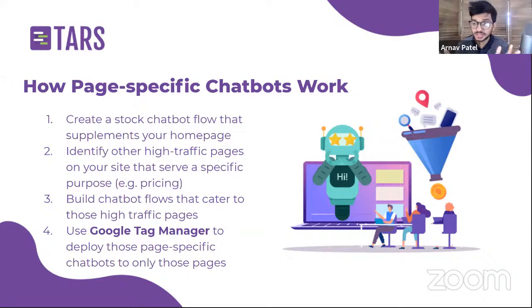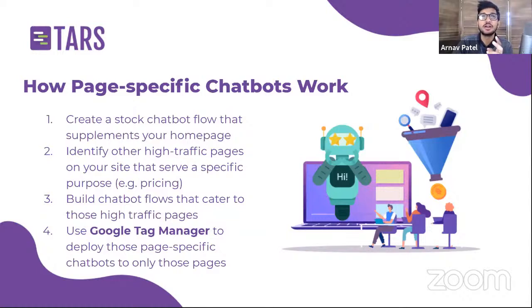So across each of these landing pages, you could have page-specific chatbots that deliver contextual information that's specific to that page, implicit in the term page-specific chatbots. Again, if you have an About Us page, or an individual page on your website for specific offerings, as you'll see in the example we're about to look at, you could identify those pages as needing page-specific chatbots. Then you build out the flow for these page-specific chatbots, just like you did for your stock homepage chatbot, and you use software like Google Tag Manager to implement those page-specific chatbots on your website.